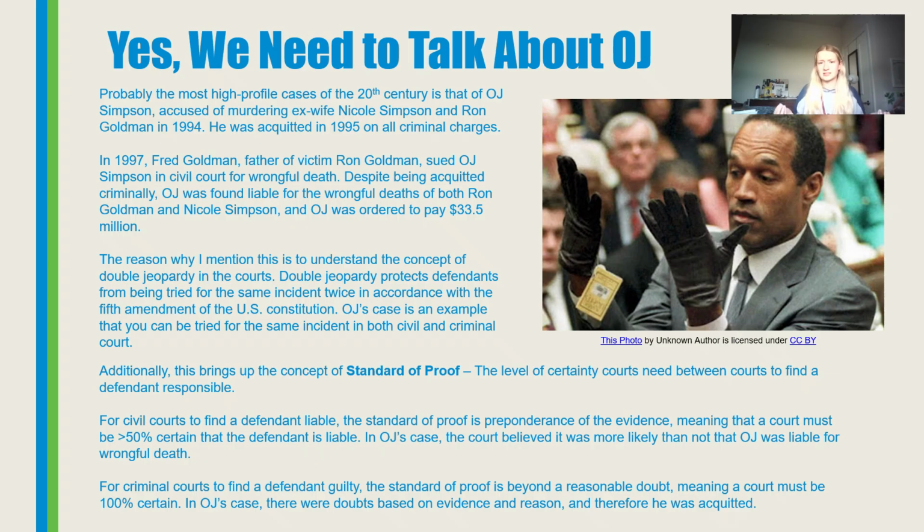And a lot of people ask, well, how come he wasn't guilty then, but then he had to pay money for wrongful death? That is because of the standard of proof. In a civil case, the standard of proof is preponderance of the evidence, meaning that a court must be over 50% certain that the defendant is liable, because we're dealing with money here. In OJ's case, the court believed it was more likely than not that he was liable for wrongful death.